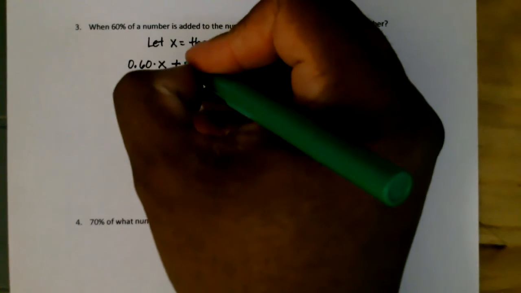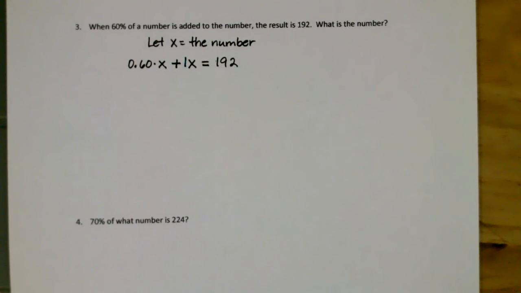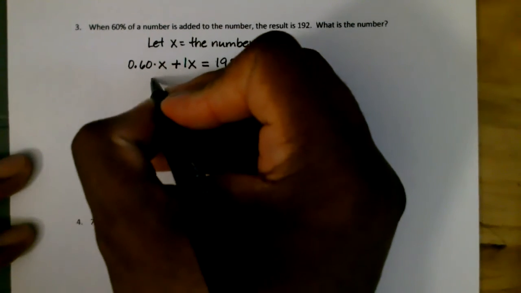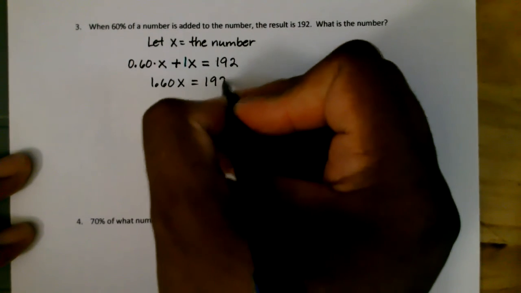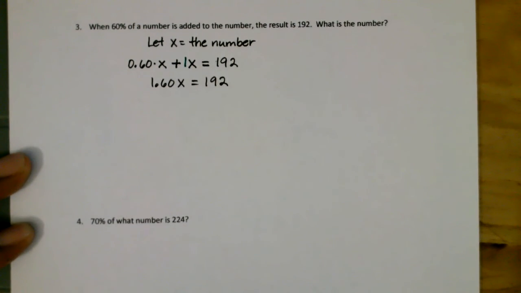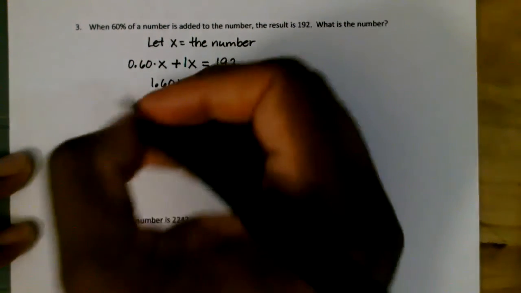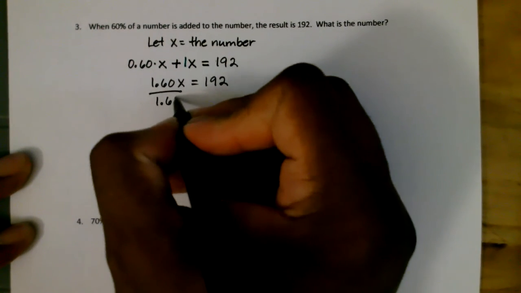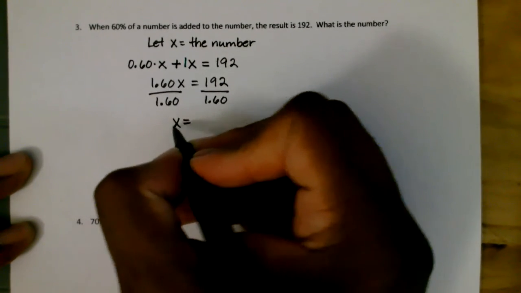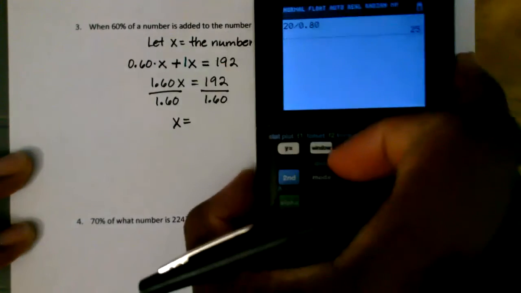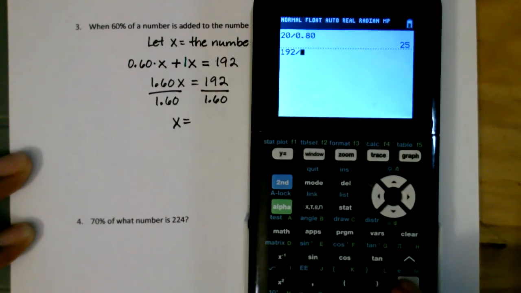And again, that x here is like a 1x. So if we add 60 cents to $1, that would be $1.60. So it'll be 1.60x. When we combine like terms, that's equal to 192. And then to solve for x, we'll divide both sides by 1.60. That means x is equal to 192 divided by 1.60. I'll end up with 120.